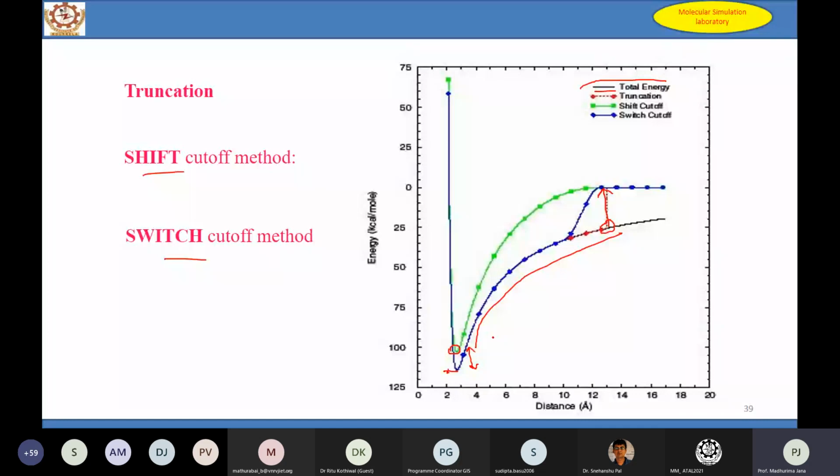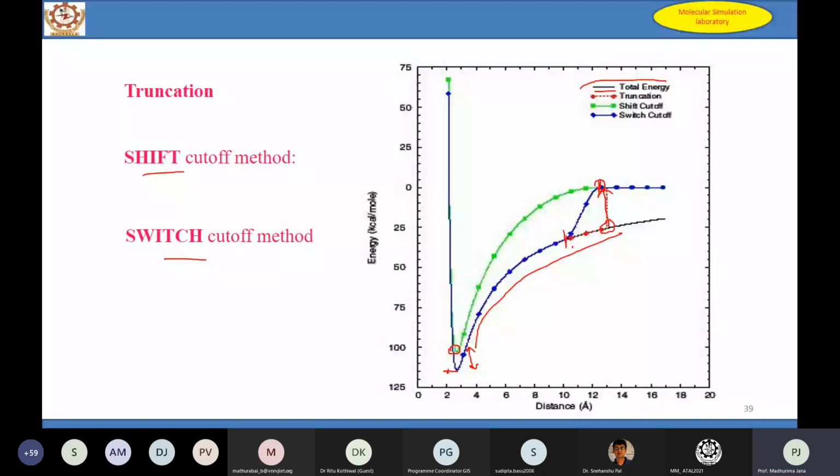Now if you are using switch cutoff, this is the blue curve. In switch cutoff you have to give two cutoffs: one is the minimum cutoff, another is the maximum cutoff. This function, starting from the minimum cutoff, suppose it is 10 angstrom, will slowly change the energy towards zero until the maximum cutoff.